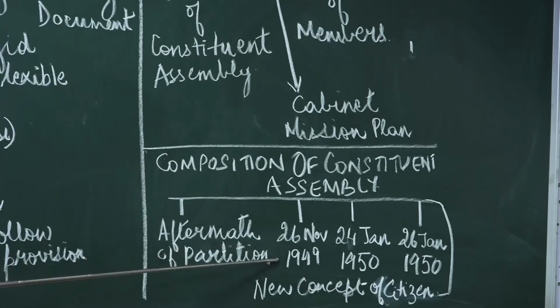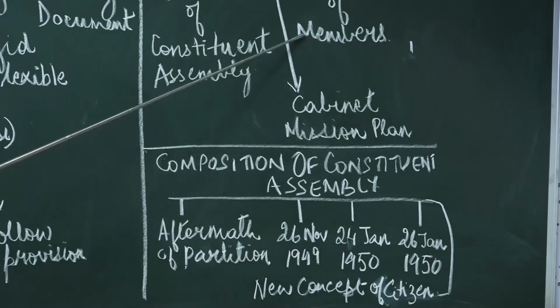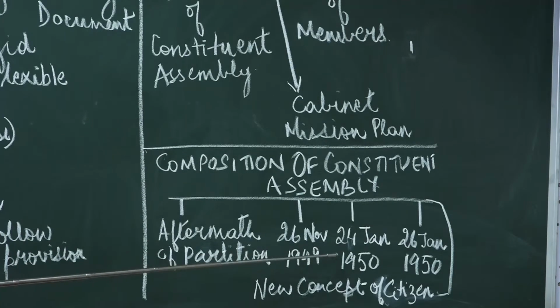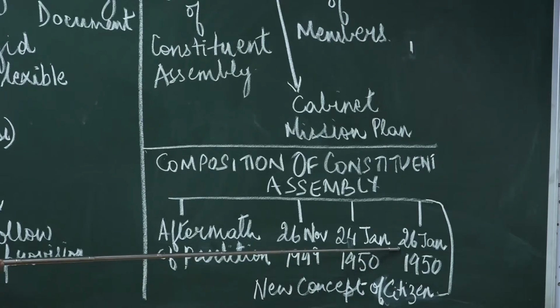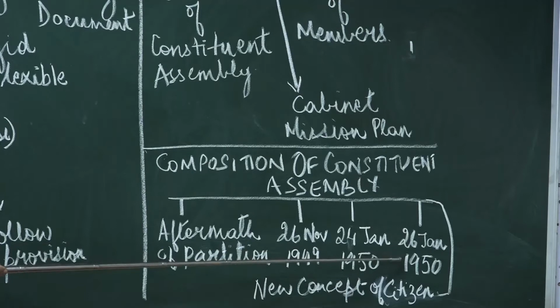26 November 1949 was a very important day in our history. It was on this day that the Constitution was adopted. We decided that we have to make a constitution. On 24th January 1950, all these members of the Constituent Assembly signed on the document, they gave their signatures on the document as a final constitution document. And it was on 26 January 1950 that our constitution came into force.